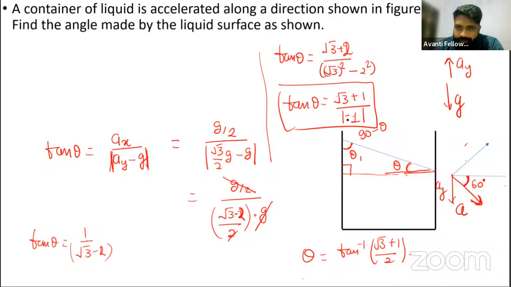Got it? Now I'm doing correct? Yeah. And very good. You are paying attention to this. So tan theta is root 3 plus 2. So tan inverse root 3 plus 2. Now it is correct, na? Have you got the same?